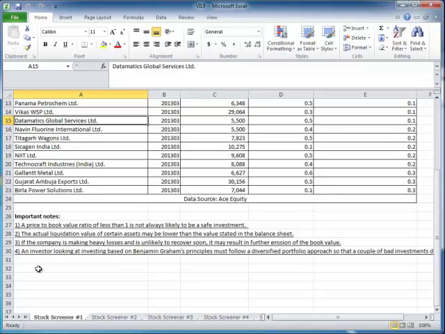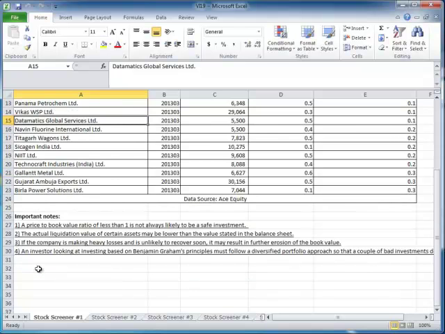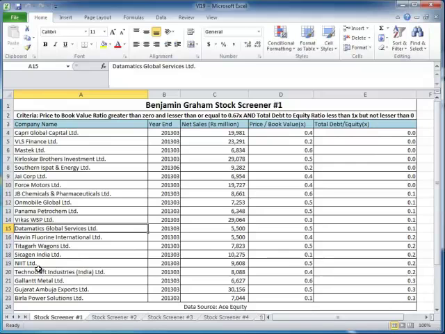Right? So that can destroy value if the company is making losses. And again, an investor looking at investing based on Benjamin Graham's principles must follow a diversified portfolio approach, so that a couple of bad investments do not cause any large losses. All right, so let's now go back and talk about Benjamin Graham stock screener number 2.